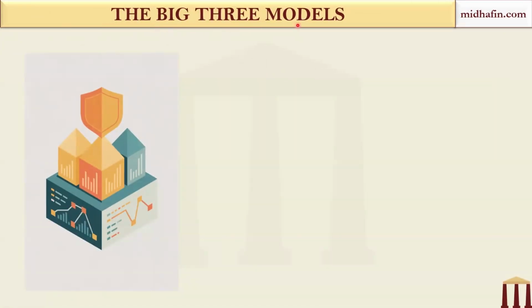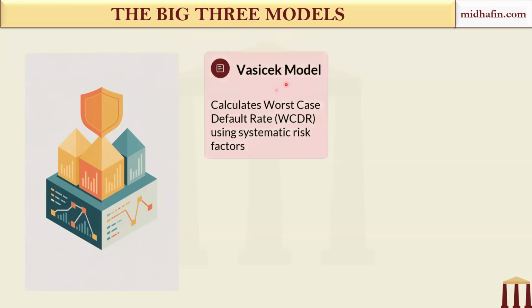Okay, the big three models. So when it comes to credit VaR, three models dominate the landscape. Each model has its own approach, its own strengths, its own weaknesses. So let's see which models we are talking about. The first one is the Vasicek model. Now, this model is the foundation of the Basel internal ratings based approach.